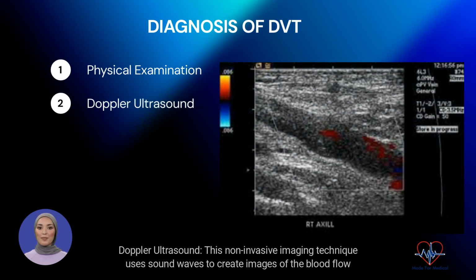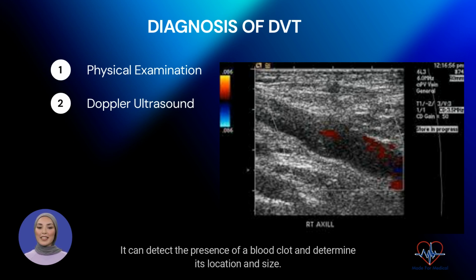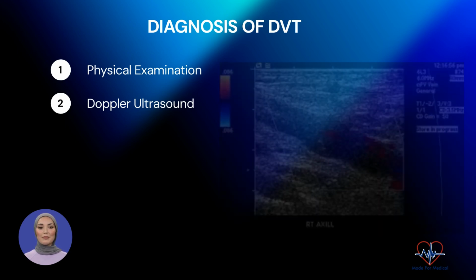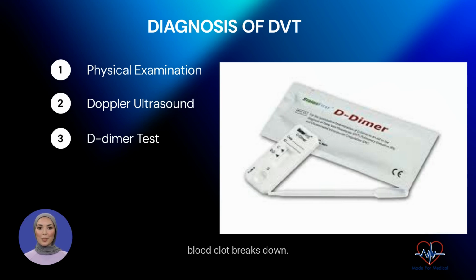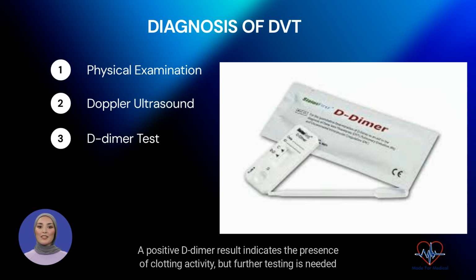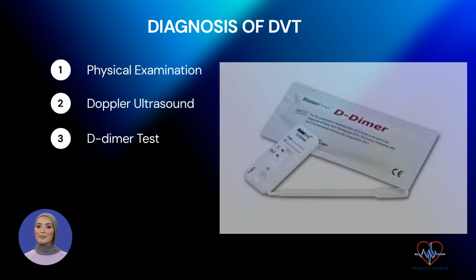Doppler ultrasound. This non-invasive imaging technique uses sound waves to create images of the blood flow in the veins. It can detect the presence of a blood clot and determine its location and size. D-dimer test, a blood test that measures a specific substance called D-dimer, which is released when a blood clot breaks down. A positive D-dimer result indicates the presence of clotting activity, but further testing is needed to confirm the diagnosis.